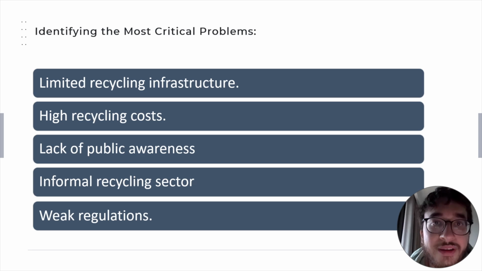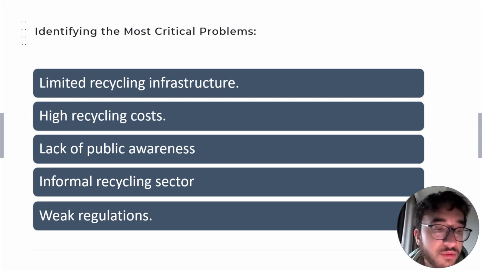Okay, so now I want to talk about identifying our most critical problem in this system. We divided it into 5 different sections. Number one is limited recycling infrastructure: many regions lack facilities for safe e-waste processing, and the impact is e-waste ends up in landfill or is exported to countries with weaker regulations. High recycling costs: proper recycling requires advanced technology, which makes it so expensive. The impact is companies and individuals resort to cheaper, informal methods.